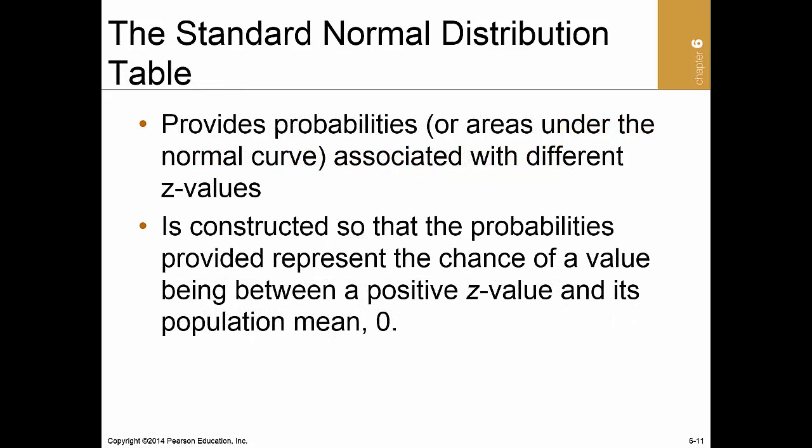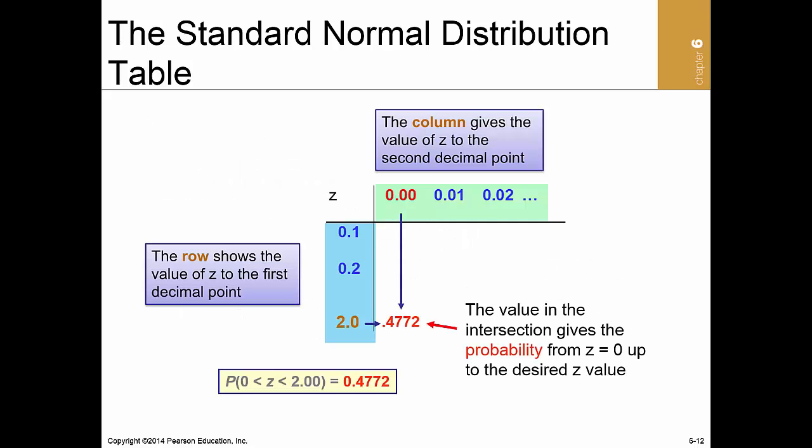The standard normal table in Appendix D provides probabilities associated with many different z-values. The standard normal table is constructed so that the probabilities provided represent the chance of a value being between a positive z-value and the population mean, 0. When using the table, begin with the row, which shows the value of z to the first decimal point, followed by the column, which gives the value of z to the second decimal point. The intersection of the row and column yields the resulting probability from z equals 0 up to the desired z-value. Remember, it's symmetric, so negative values have the same probabilities as positive values.